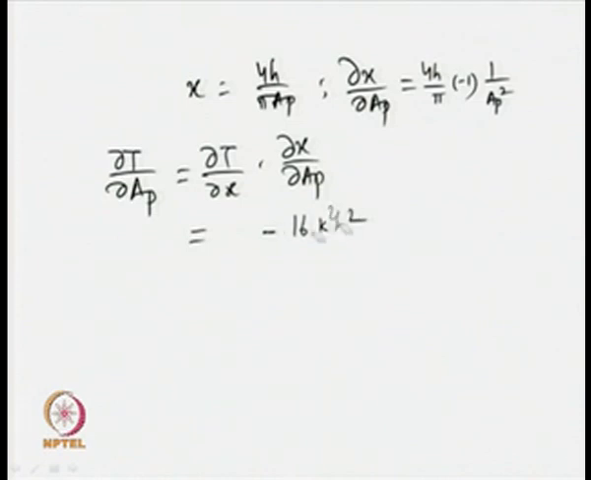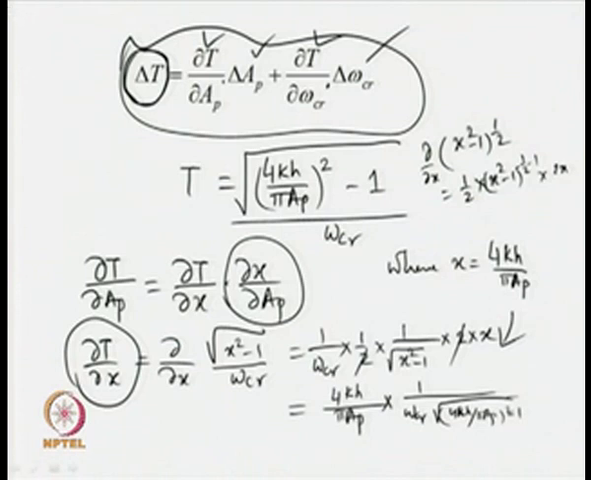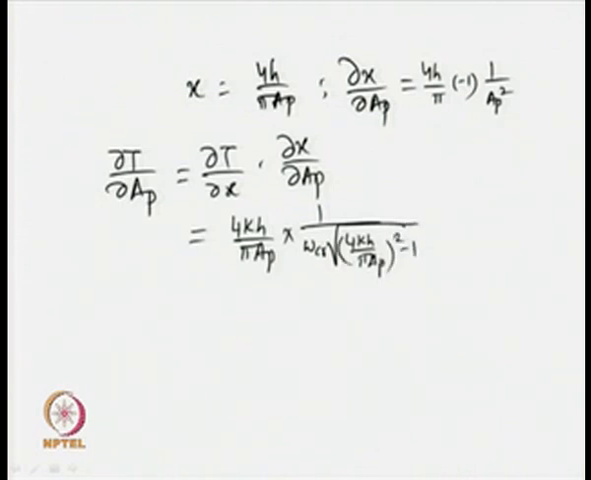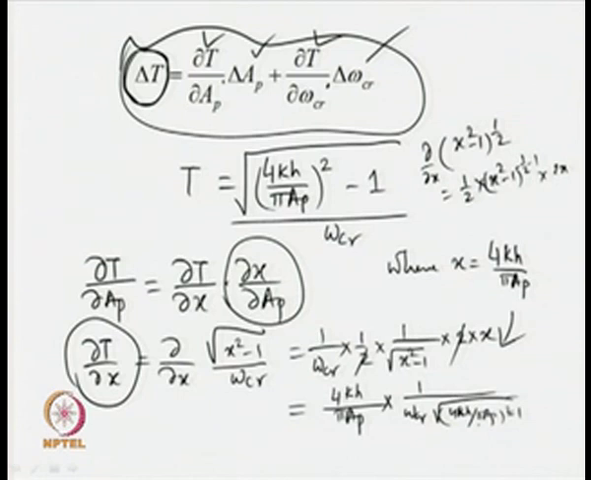So, when you substitute back, certainly you will get those values. If time permits, I will substitute all those values. So, I will get 4 k h upon pi a p, times 1 upon omega c r, root of (4 k h upon pi a p) square minus 1, that is what we have got for this one.